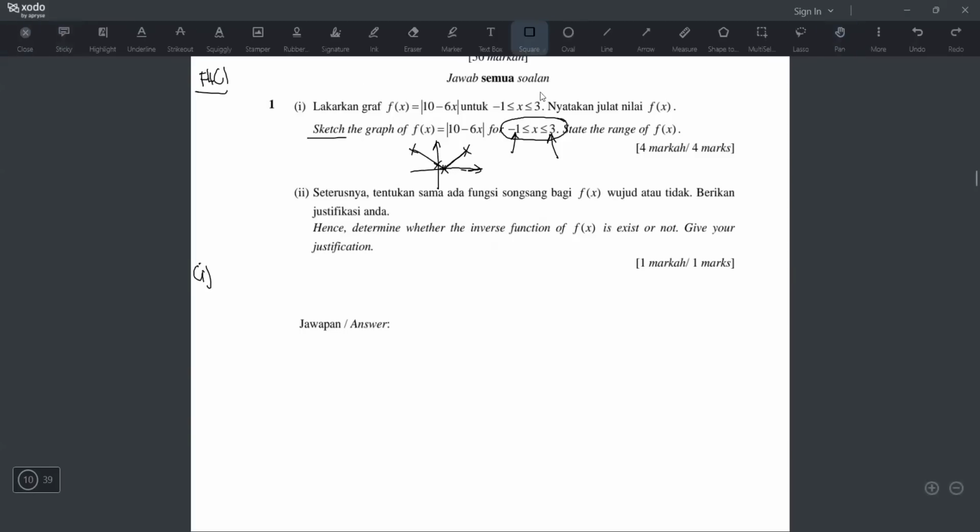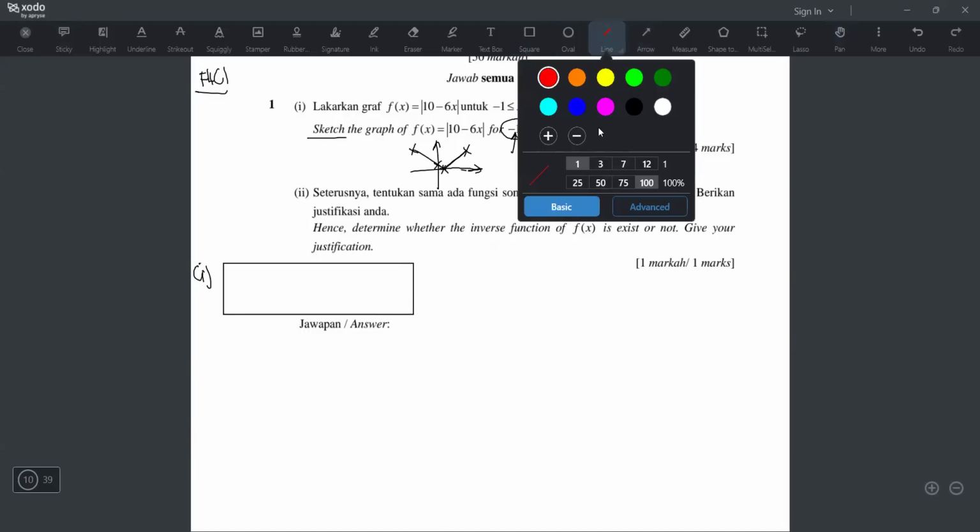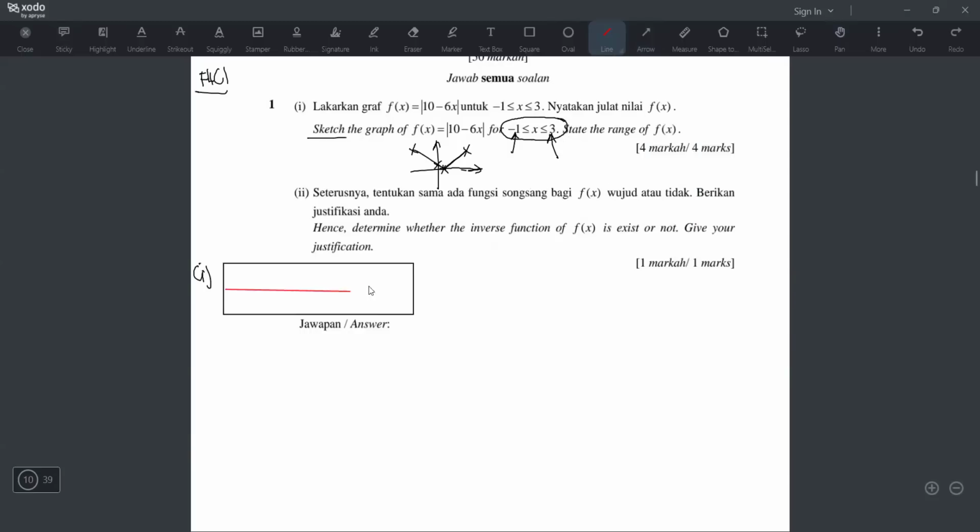So now I will draw a table. Saya akan buat satu jadual yang lebih kurang size macam ni. Then I will start to find those points. Let me draw my table nicely. It will look something like this, and there will be 4 points.